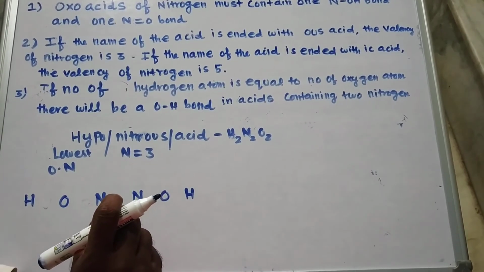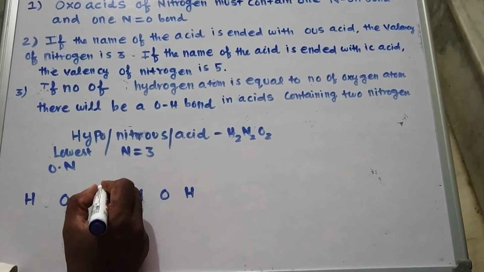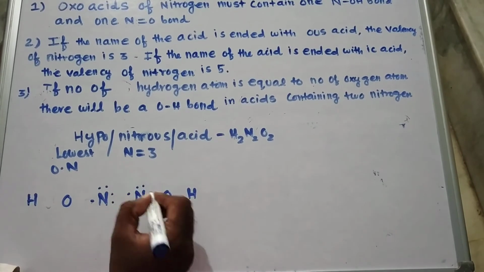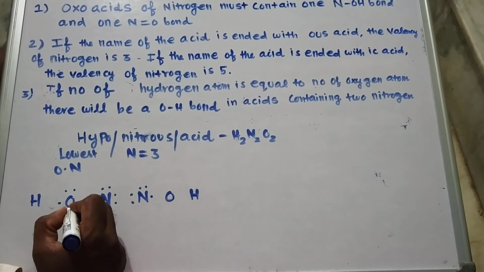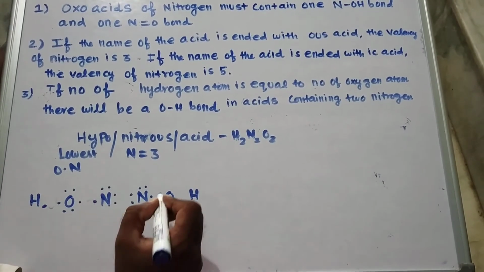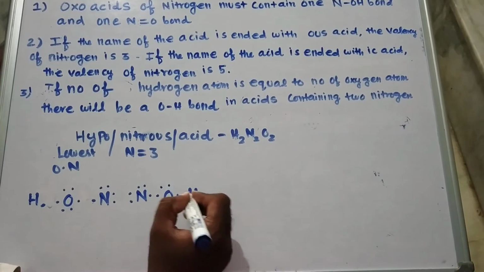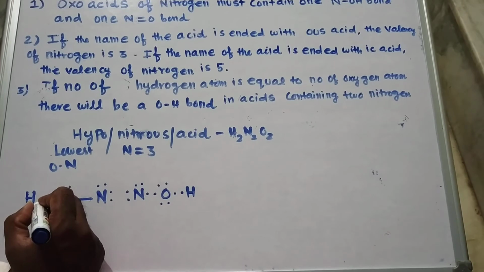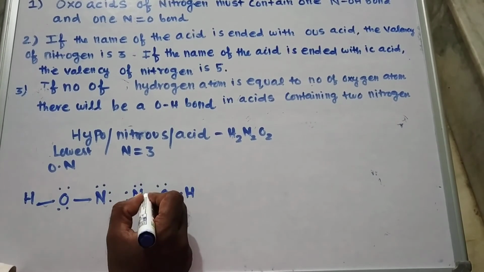Now we are going to draw the structure. Nitrogen has 5 valence electrons each. Oxygen has 6. Hydrogen has 1. Similarly for this oxygen, 6, and hydrogen is 1. Then join the bonds: single bond OH, and then single bond OH.